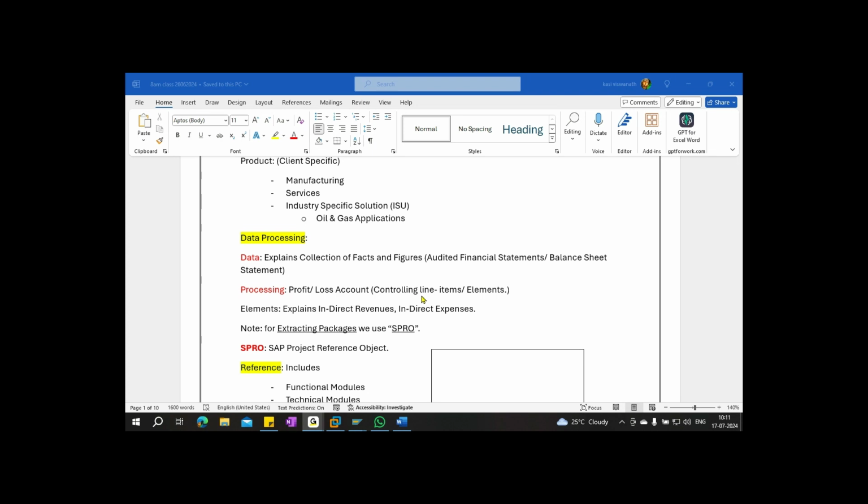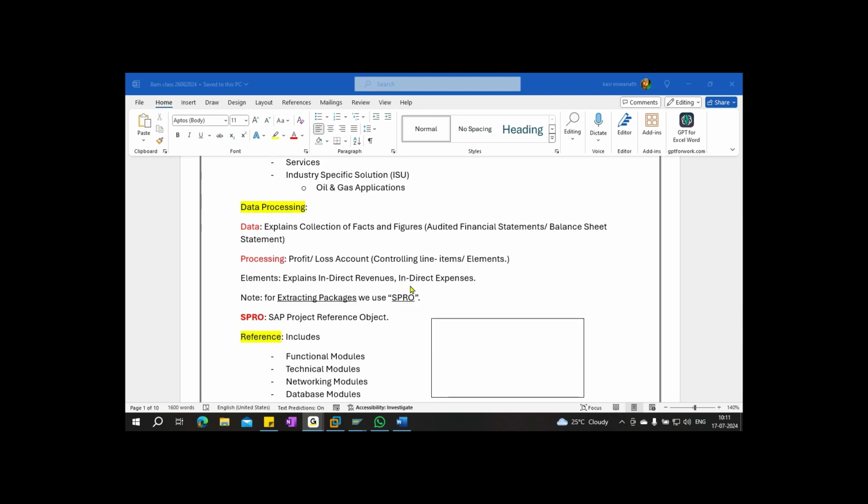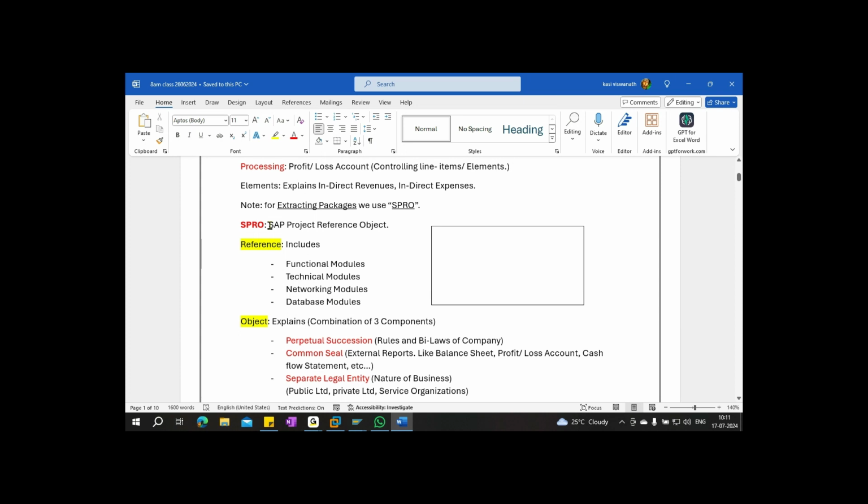Observe in SPRO, we discuss only the first S characteristic. The first S characteristic. S means SAP project. Here we are deploying SAP project. Right? Next. R for reference. O for object. Here, let me understand what is the reference, what is the importance of reference, why we choose reference. Right? Heading reference.